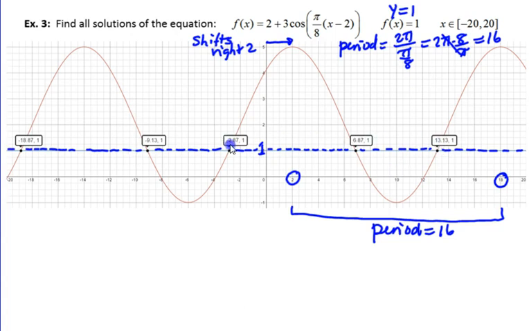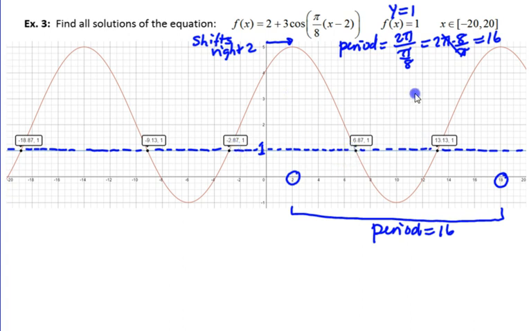You might also notice that these x coordinates are no longer opposites of each other. So the solutions here are not opposites of each other like they were when we just looked at plain old cosine. These are all the marked solutions between -20 and 20 on the x-axis, where y is equal to 1. Now, how do we get these solutions?